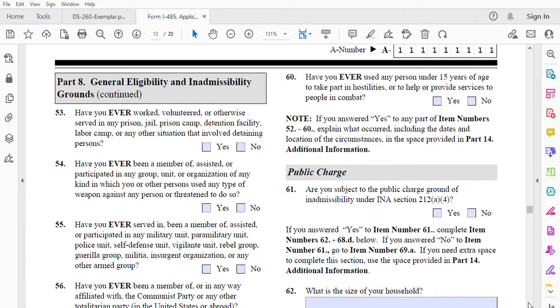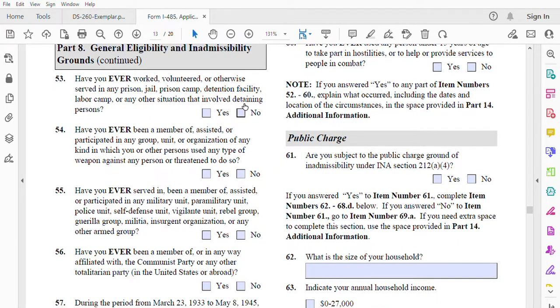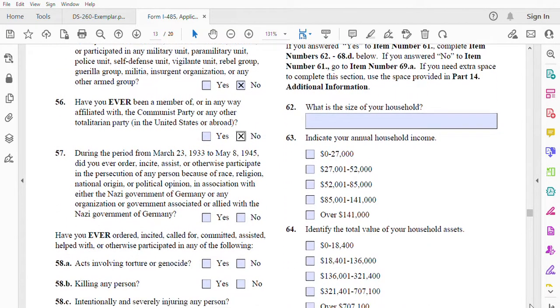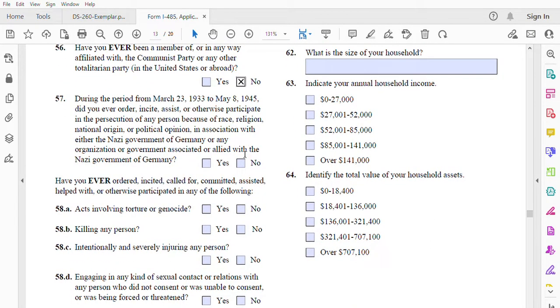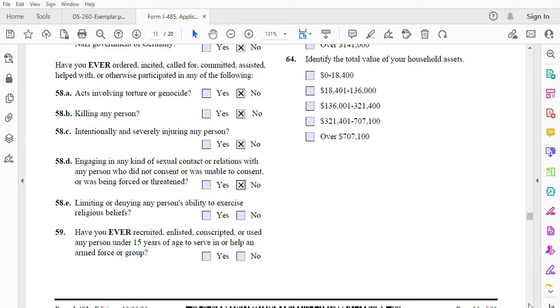Part 8, we're still talking about general eligibility and inadmissibility grounds. 53, no, no, no, no. As I said, please read them carefully and answer them accordingly, how they apply for you. No, no. Killing any person? No. Intentionally and severely injuring any person? No, no. Limiting or denying any person's ability to exercise religion or belief? No, no.